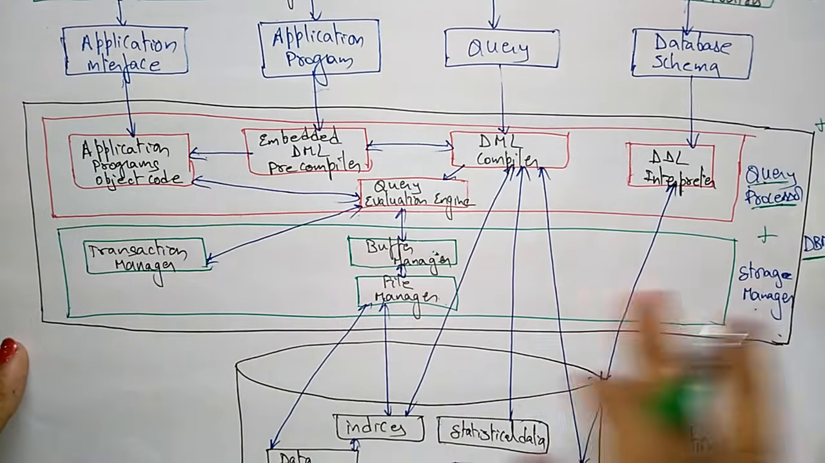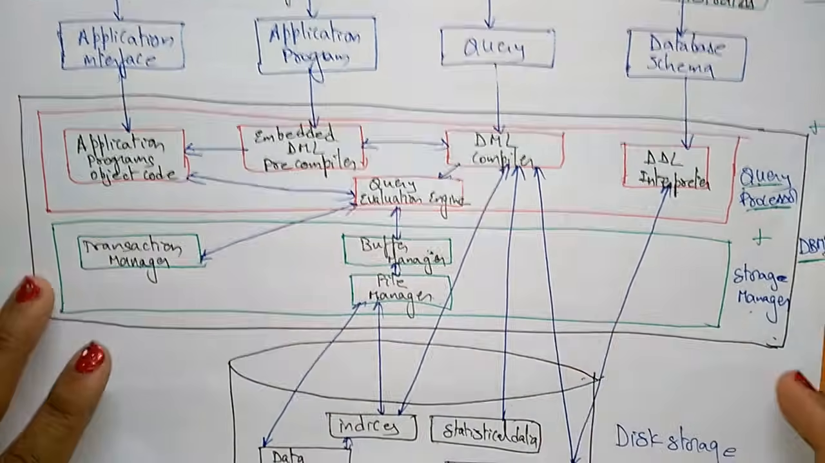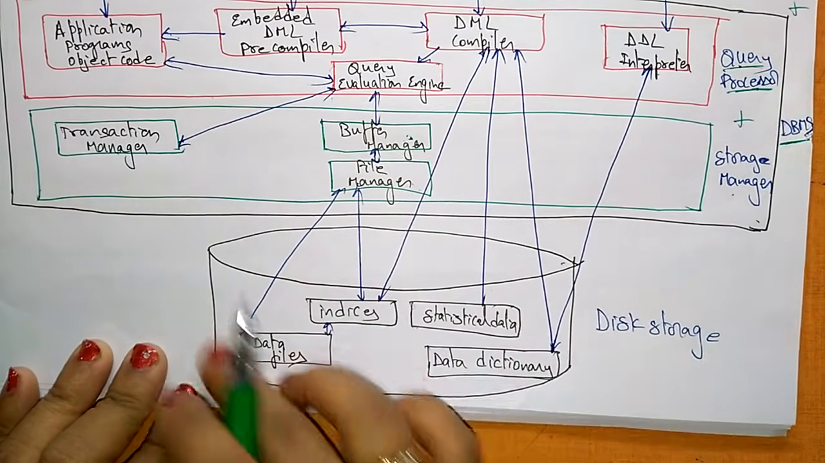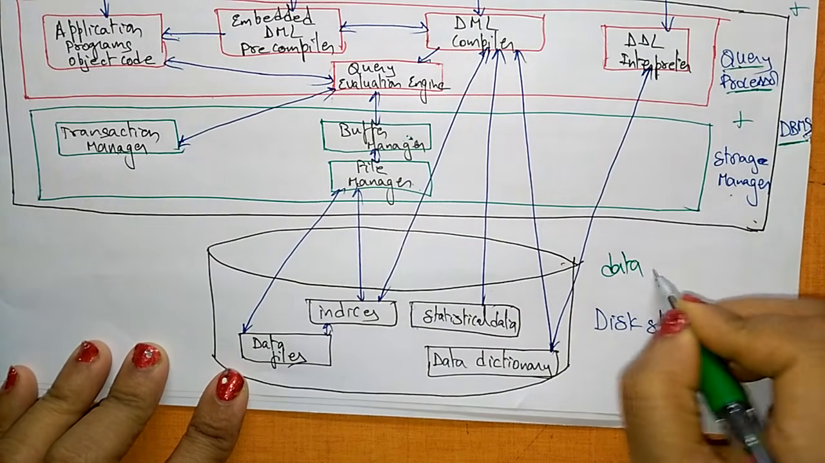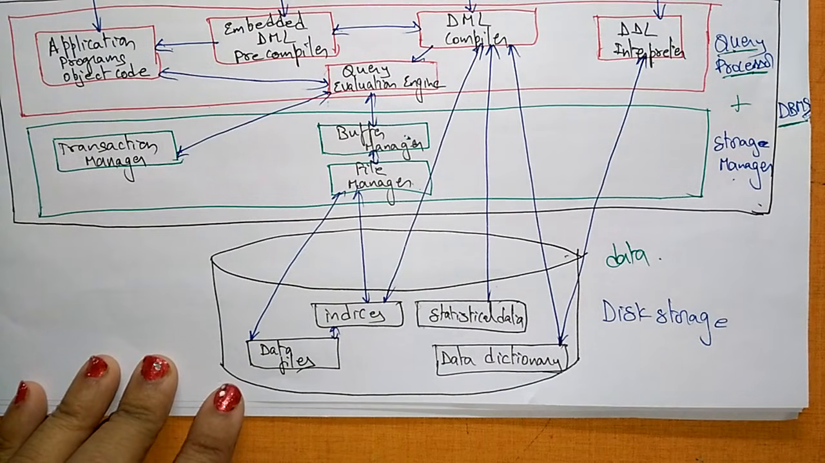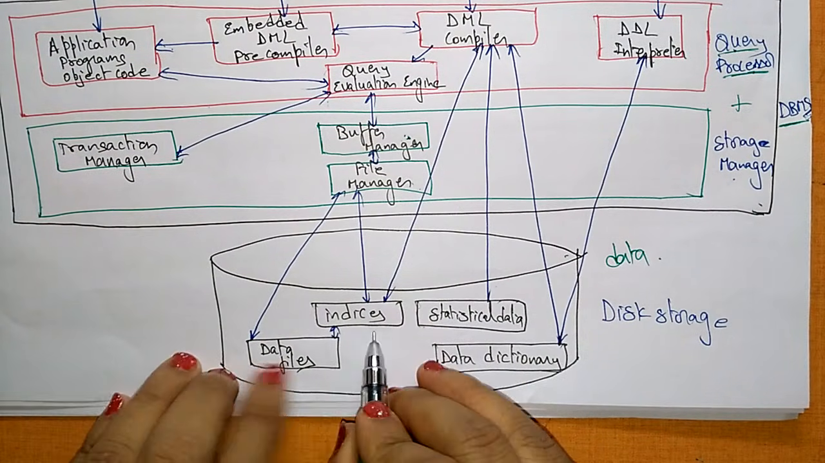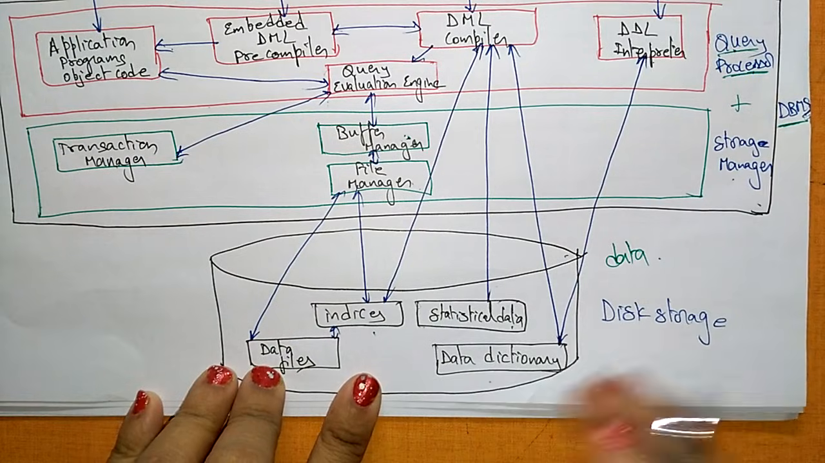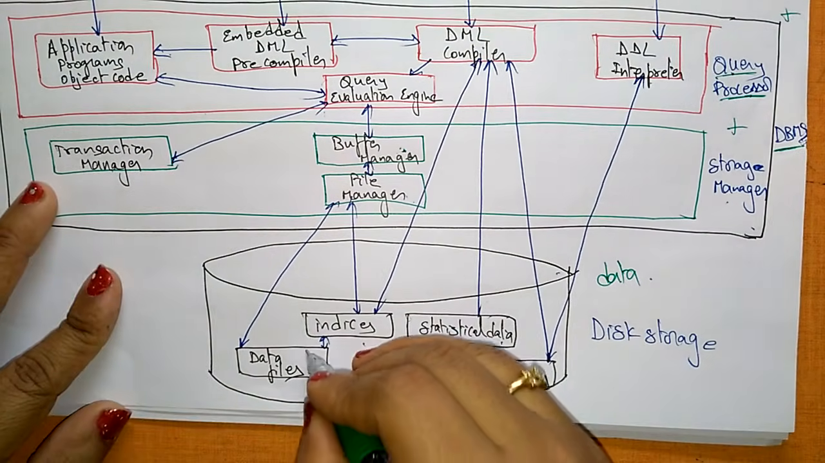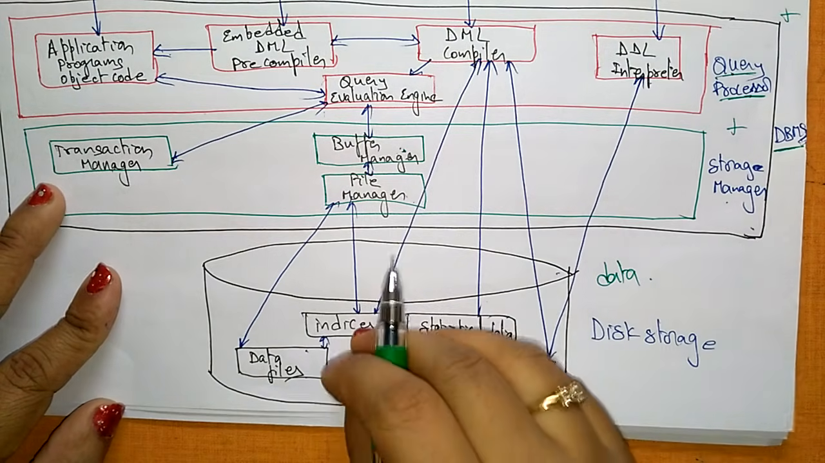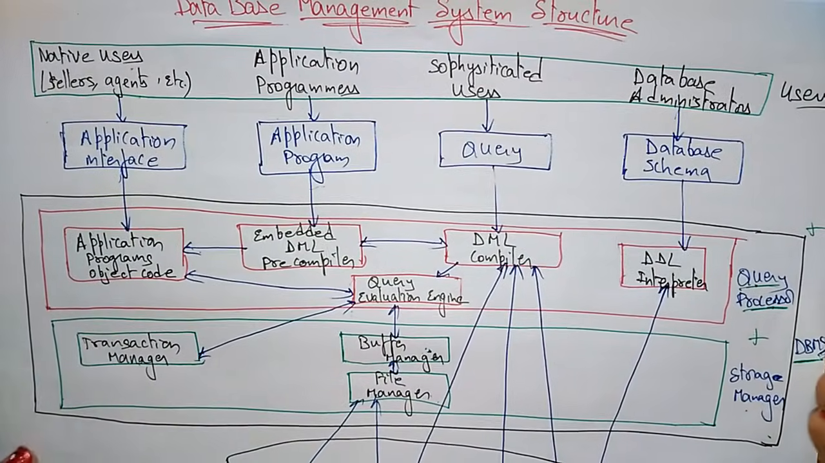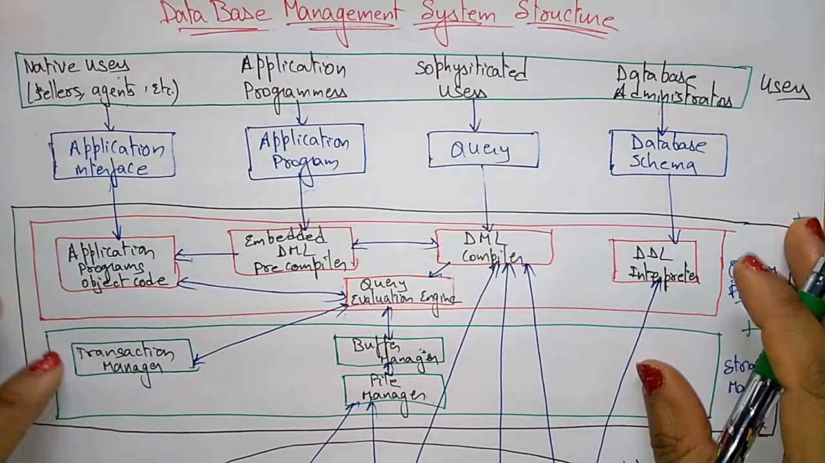So this is completely the database management system. And coming to the disk storage, it stores the data. Completely the data will be stored in the disk storage. It has the data files, indices, statistical data, and the data dictionary. Based on that, the query will connect with the particular fields, retrieve the data and display it to the user. So this is the database management system structure.